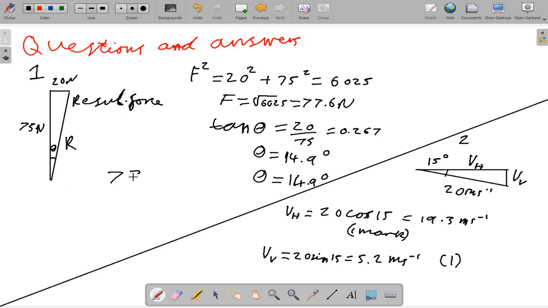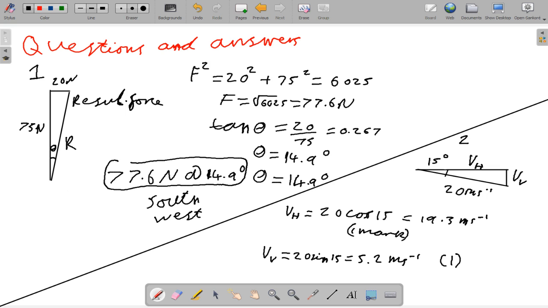And so you just put 77.6 newtons at 14.9 degrees south. That'll be south westerly. So put south. West direction is not necessarily important. If you get it wrong, you just need to summarize what you found out in your two calculations and make it clear to the examiner as a final line sort of thing at the end of a question.